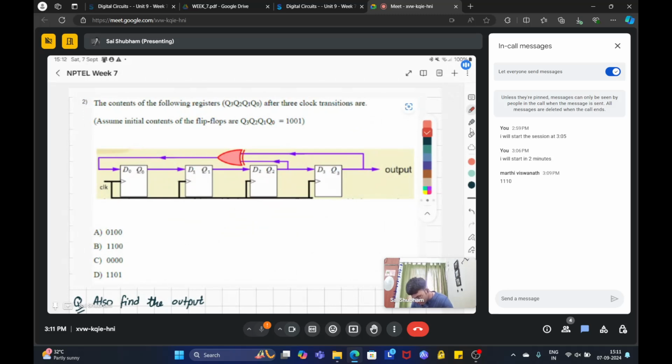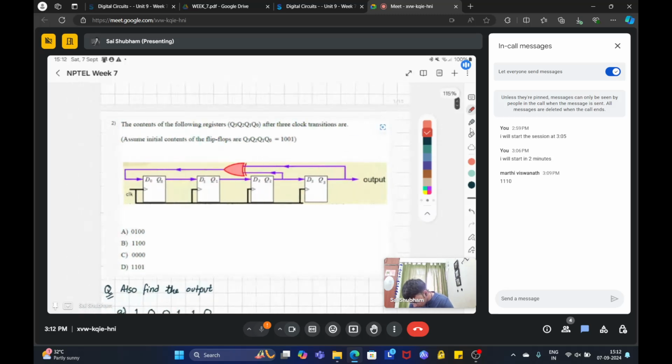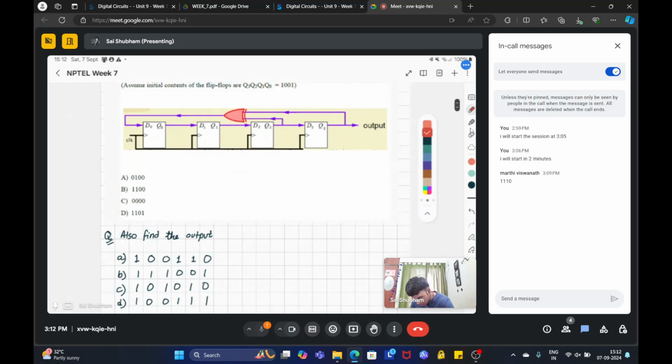The contents of the following register, Q3, Q2, Q1, Q0, after 3 clock transitions are. The initial states of the flops, the output of the flops, is given as 1001. You have to find out after 3 clock transitions what will be the output. There is a follow-up question. Also find the output, that is the Q3 value. So what will be the series? I will give you about 5 minutes to solve this question.